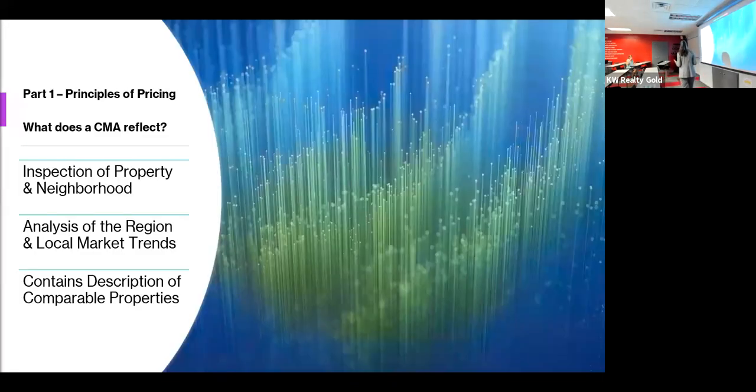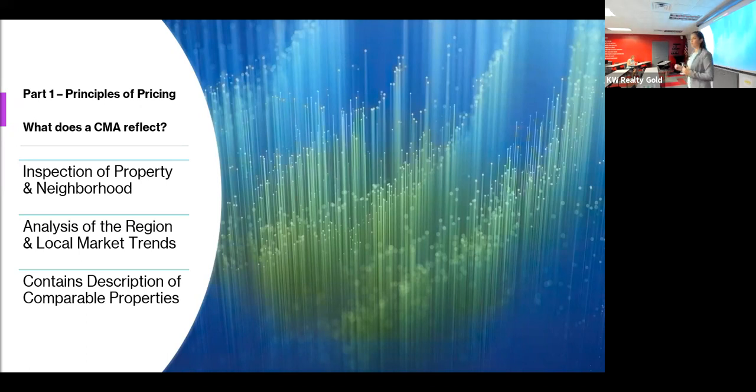So the first question is, what does it reflect? There are three main pieces that it's going to reflect. It's going to be an inspection of the actual property, meaning, does it have a fireplace? What's the quality of it? Does it have a pool? All of those specific things, as well as the neighborhood.